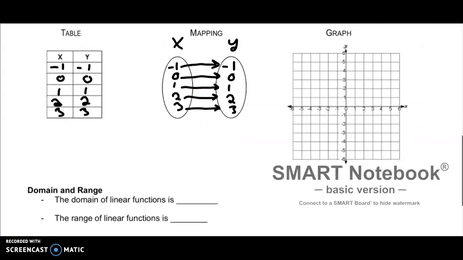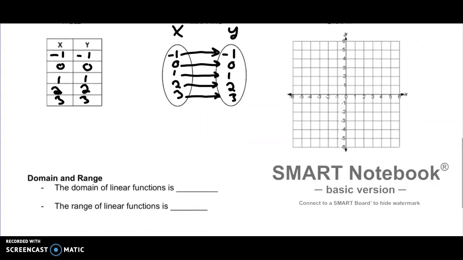And the last part is we're just going to graph it. So we already have our table, so we can just mark our points on there. So negative 1, negative 1. So that first one. 0, 0. 1, 1. 2, 2. And then 3, 3. We connect our points. Extend our line.